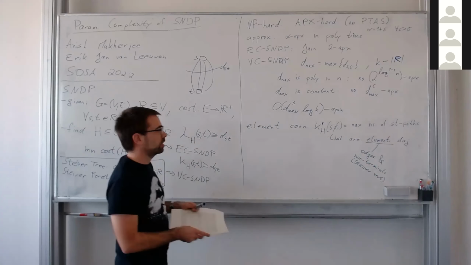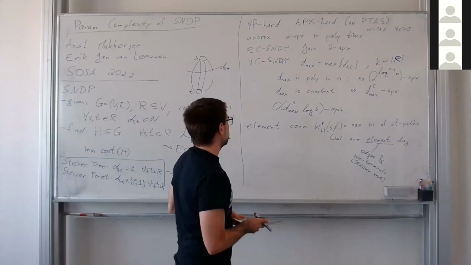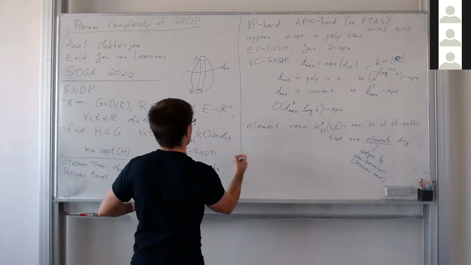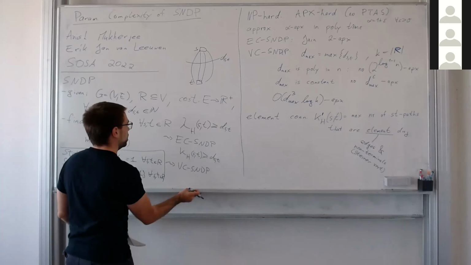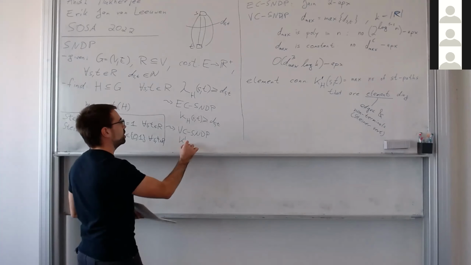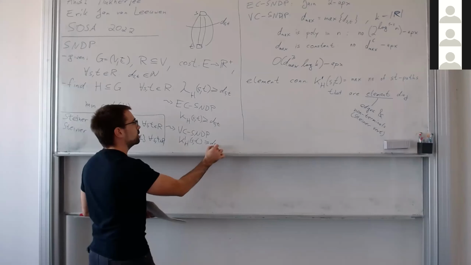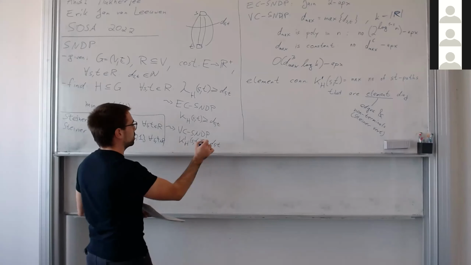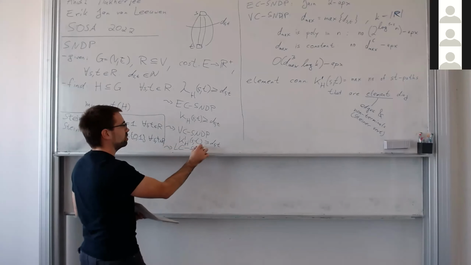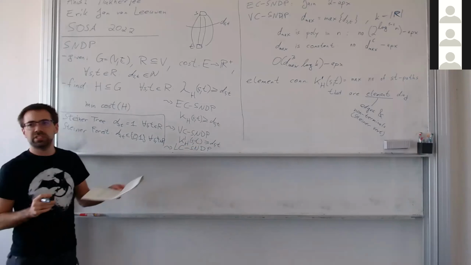Yeah. Okay. Good. And now the thing is that if you do the same thing here, so if you say that the element connectivity should be at least the demand, then you get the variant which is element connectivity. I'll abbreviate it with LC, element connectivity SNDP. I hope you can read this.